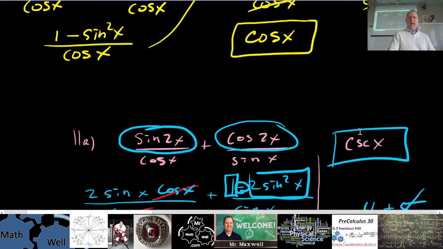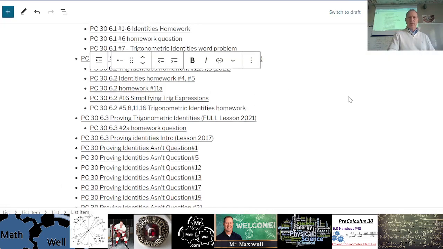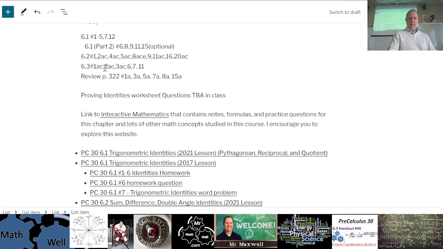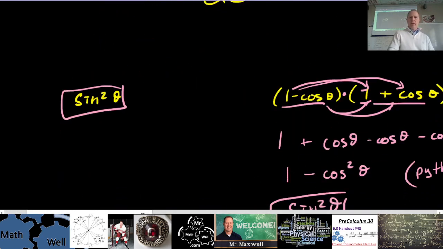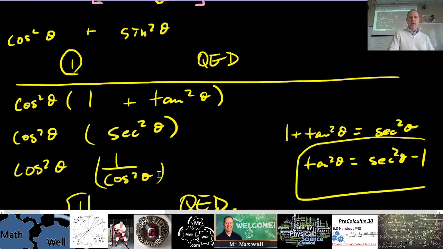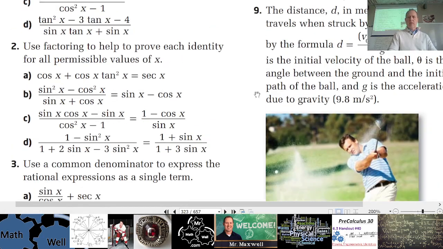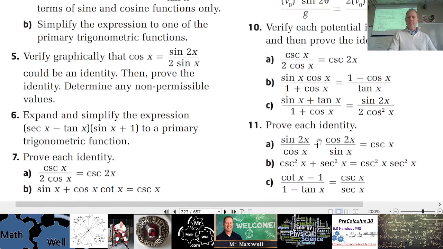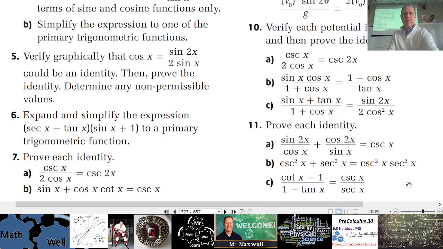Okay, from your assignment, MrMathWell.com here, you're looking at 1, 2, 3, 6, 7, 11. Do we want to take a look at 7 or 11 for any of you? Or were there any other questions from your assignment that you'd like me to go over? Because I have a bunch of things here that I could do. Any questions jump out at you? 11A. 11A? Okay, let's take a look at 11A.